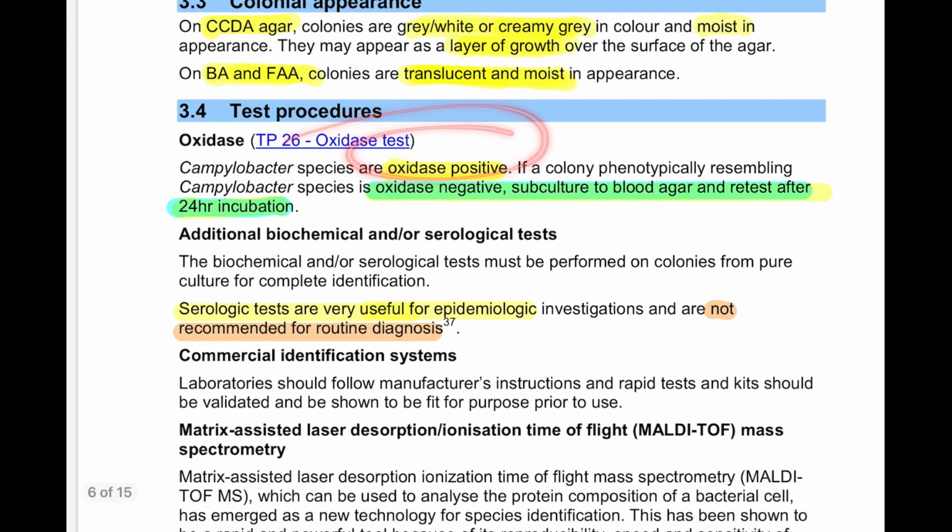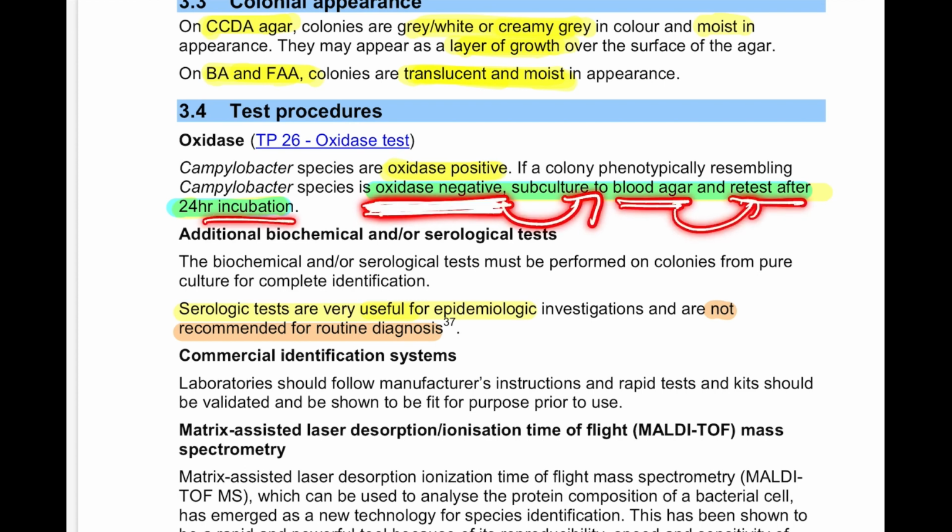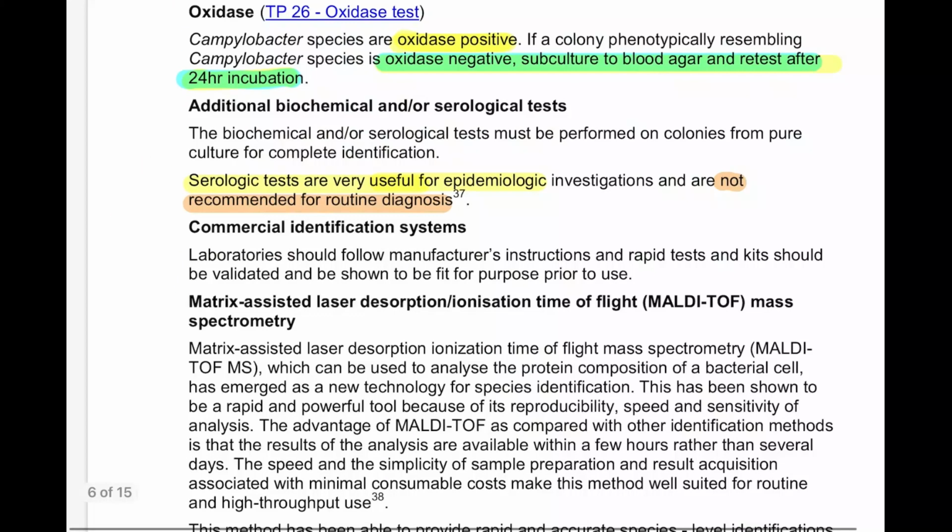Oxidase is usually positive, but if you get oxidase negative and clinically you are suspecting that this could be Campylobacter and other features or reactions are indicating towards it, then you should do subculture on blood agar and then retest after 24 hours of incubation. So this I think is a very important point.